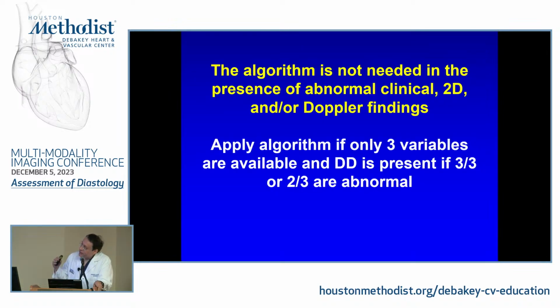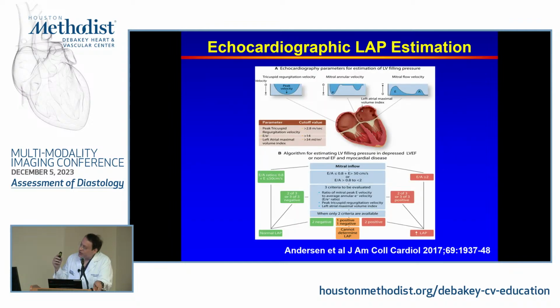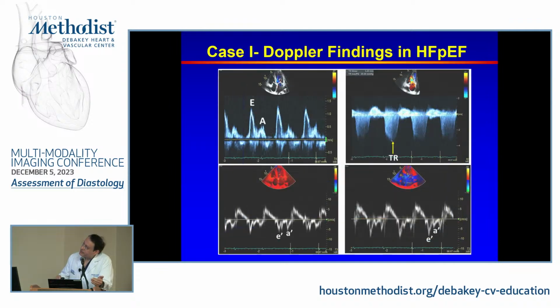And so if we have 3 variables available, that's okay, we can still use them. And if the majority are abnormal, we call diastolic dysfunction. The next step is to estimate LAP, and here we rely on the E to A ratio and these other signals that we talked about, the 3 signals in the previous slide, in addition to pulmonary veins with the ratio of flow during systole to flow during diastole in hearts with depressed ejection fraction.